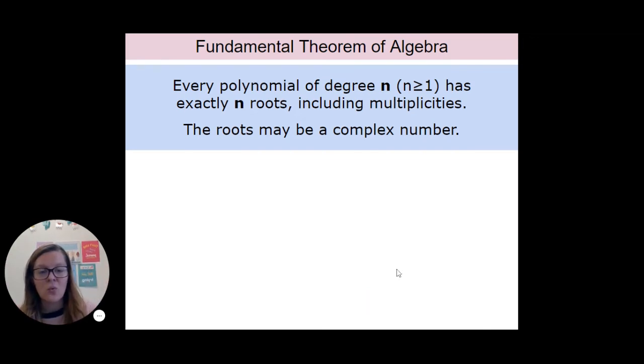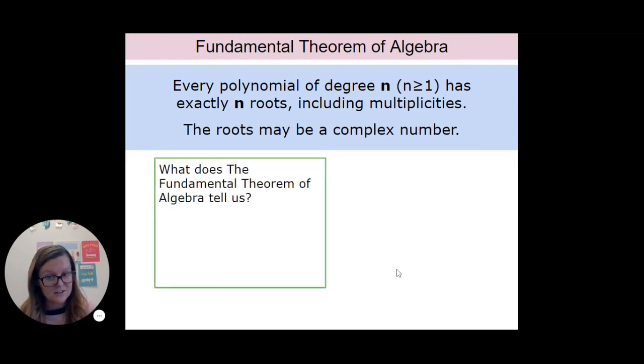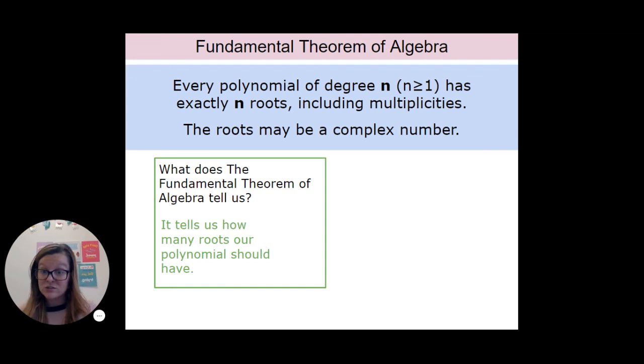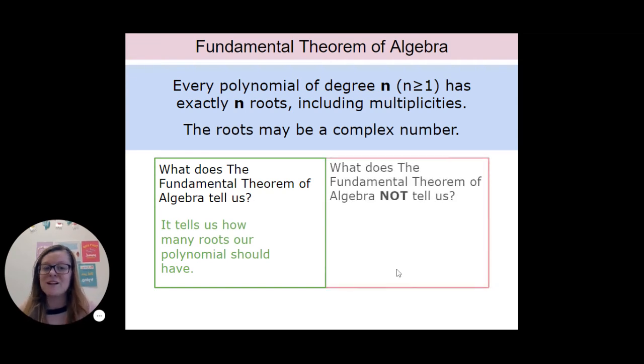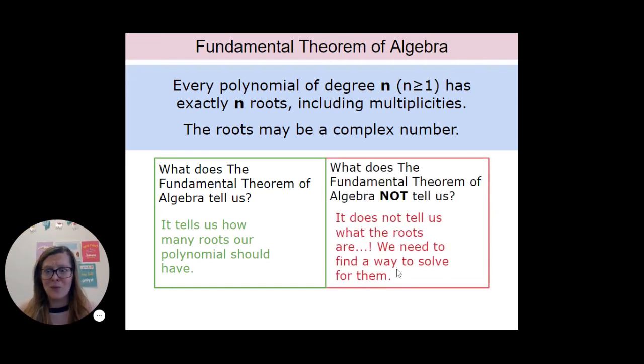Okay, cool. Well, I have this fundamental theorem of algebra. That's really cool. What does it tell us? Again, it tells us how many roots our polynomial has. But what it does not tell us is where those roots are. I have n roots, but where are they?